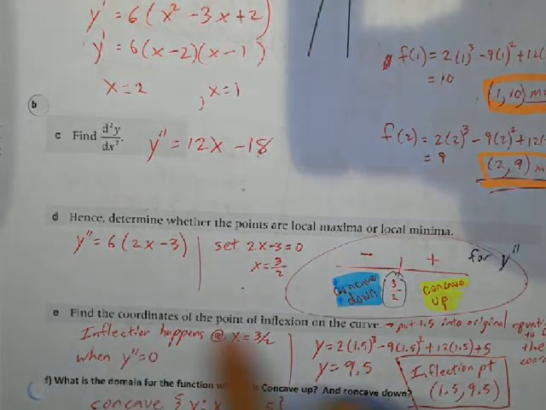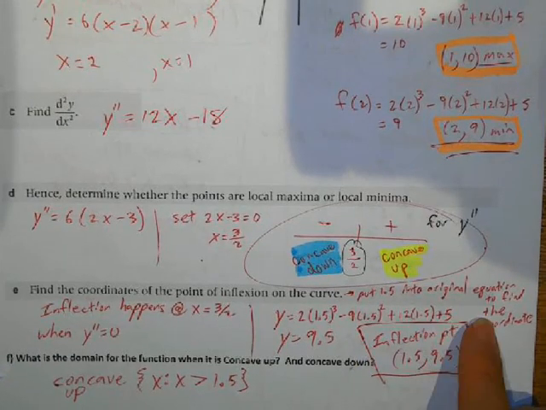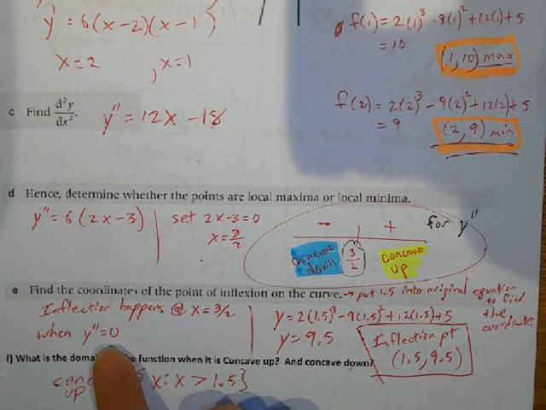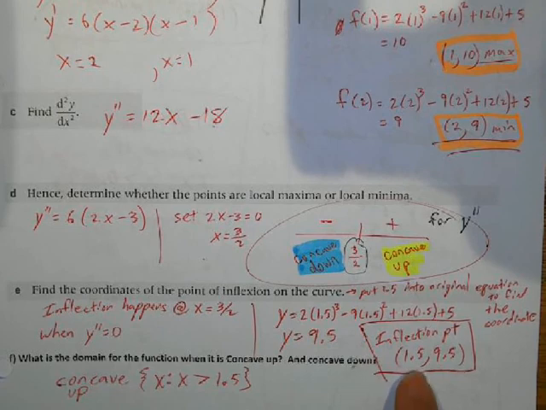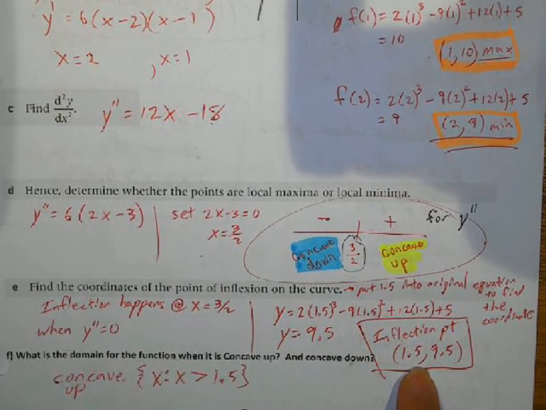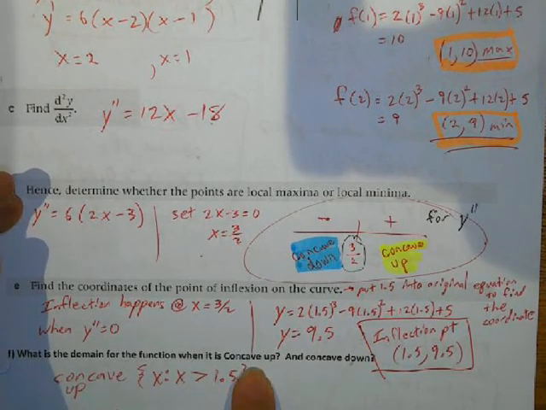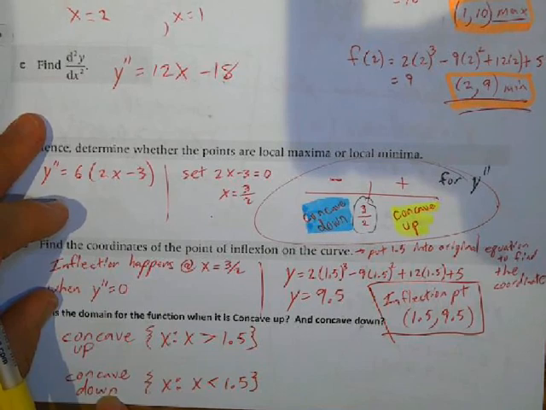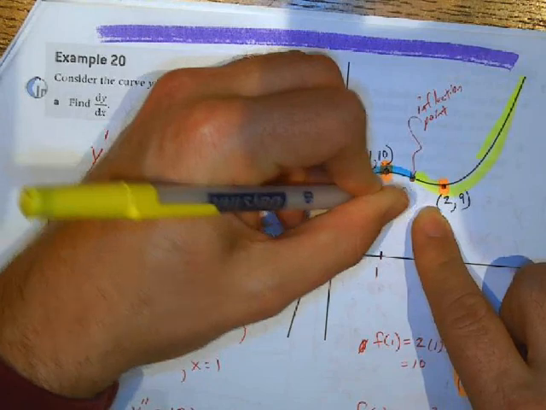Find the coordinates of the point of inflection. So we're going to put 1.5 back into the original equation, because we know the inflection point happens at 1.5, because that is when the second derivative is 0. I plug 1.5 back into the original equation, and I get 9.5. So this inflection point happens at (1.5, 9.5). The domain where it's concave up is for values greater than 1.5, and the domain where it's concave down is when x is less than 1.5. So this inflection point is (1.5, 9.5).